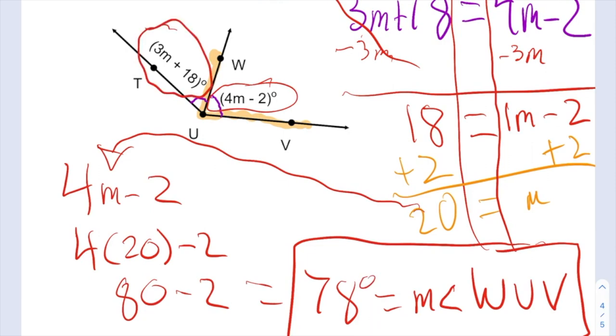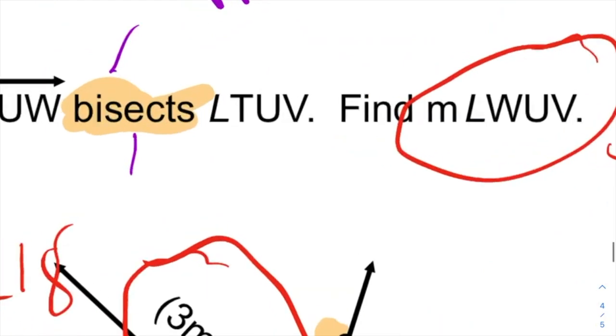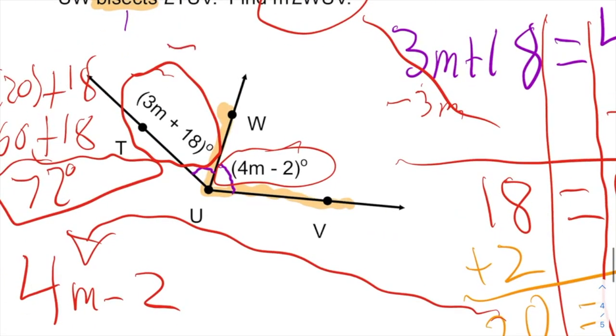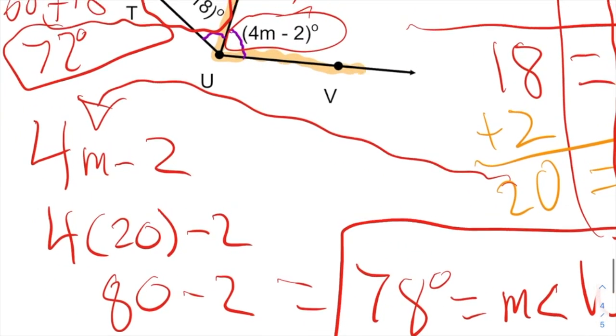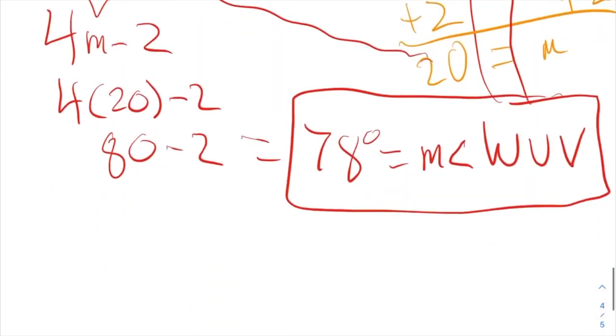You could double check real quick. If we plug 20 into this one, 3 times 20 plus 18, 60 plus 18, is 78. Again, that word bisect means the two angles are the same. Oh, that's 78, not 72. 60 plus 18 is 78. So yes, we did get the exact same answer.